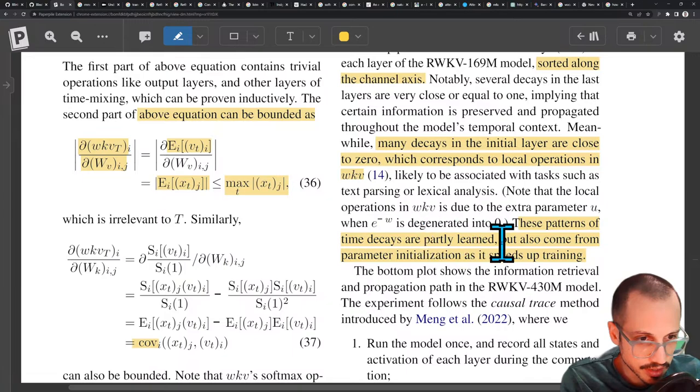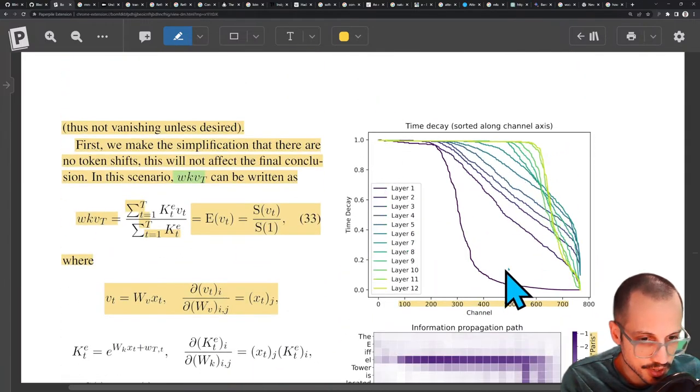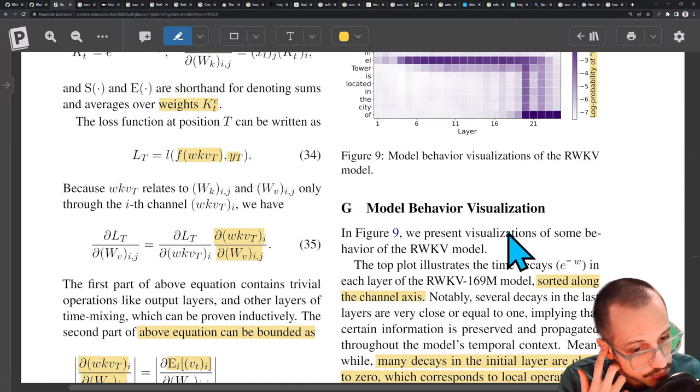Right, partially learned. So what does it look like before it's learned? That would be curious to see. I'd be curious to see what these plots look like at initialization, and then what the plots look like at the end, right? I think that would help for sure.